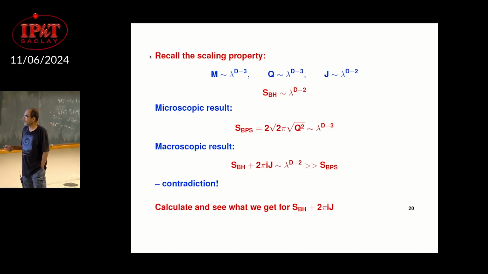Now we have seen that the microscopic result tells us that the index is given by this, which scales as lambda to the d minus 3, because Q scales as lambda to the d minus 3, and Q squared is just a quadratic combination of the charges. Let's compare this with what we expect from the macroscopic side, S_Bekenstein-Hawking plus 2 pi i J. This scales as lambda to the d minus 2, and this scales as lambda to the d minus 2. So one would expect that this combination will scale as lambda to the d minus 2. And now we see that there is a contradiction, because this is much larger than this for large lambda.